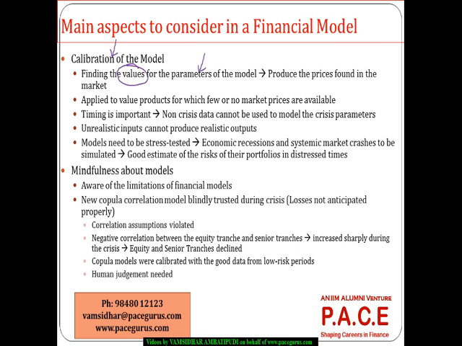Based on the prices that are found in the market, what is the way the parameters are arrived at? Is it an ordinary least squares kind of a mechanism that is being used, or a maximum likelihood estimation kind of a mechanism? And whatever the model that I have derived, whatever the way I have derived the parameters, I am applying it to value the products after a thorough testing, for which there are no new prices.